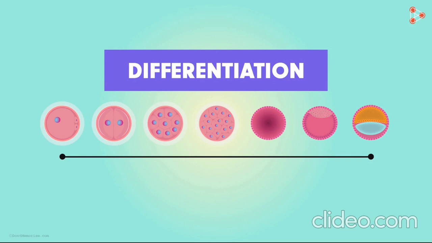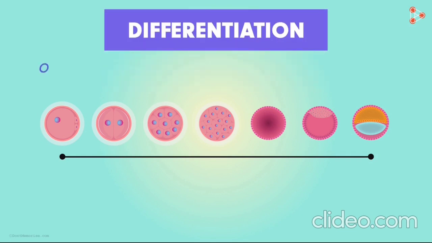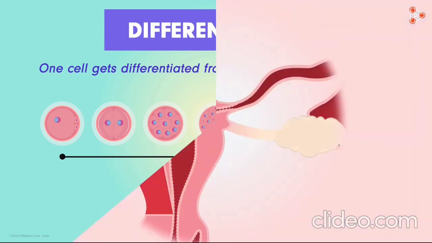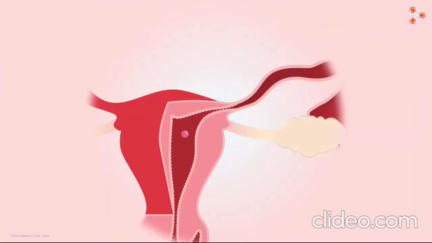As the name suggests, it is the process in which one cell gets differentiated from the other cells in its vicinity. As a result, we get a whole new variety of cells from these differentiated ones after successive divisions. So coming back to the blastocyst stage, it is now a mass containing differentiated cells. As it grows further, the body of the embryo begins to develop.